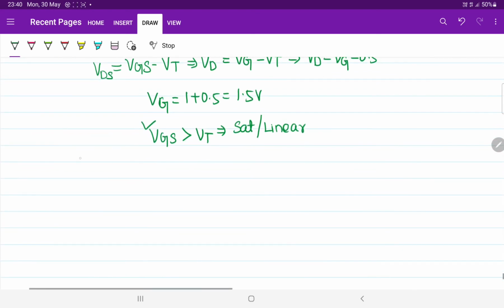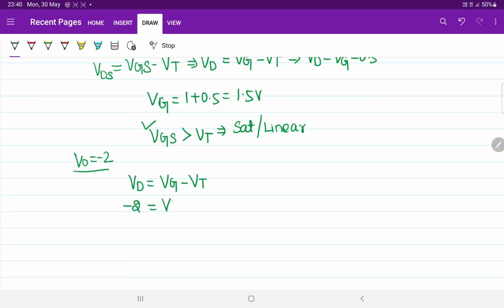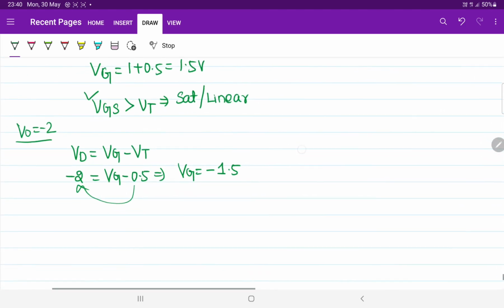Now you can check. Suppose you take V naught equal to minus 2, then what will happen? We know Vd equals Vg minus Vt. If I substitute minus 2 here, minus 2 equals Vg minus 0.5. This will give the value of Vg equal to minus 1.5 volts. Yes or no? If you pass this minus 0.5 to the left-hand side, it becomes plus 0.5. Minus 2 plus 0.5 becomes minus 1.5. See, Vg is nothing but Vgs.